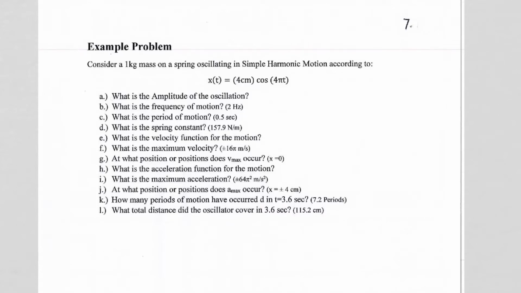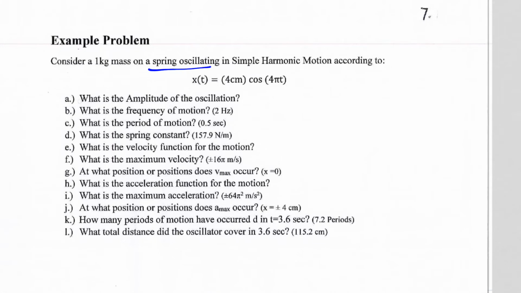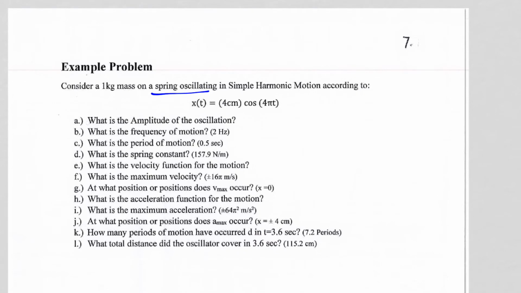This page of notes has an example problem that ties together a lot of the concepts that we've already talked about. Here you're given that it's a block oscillator, so it's a spring oscillator. You're given the position as a function of time. Anytime you're given a numerical position as a function of time, you immediately want to compare it to our generalized form for position as a function of time, namely x equals A cosine omega t plus phi.